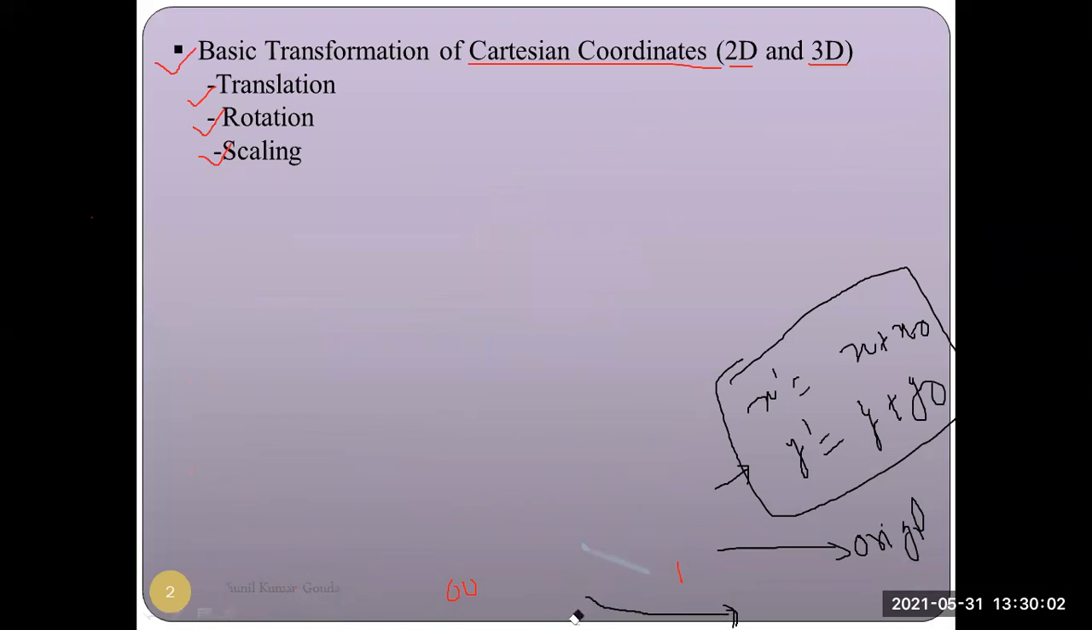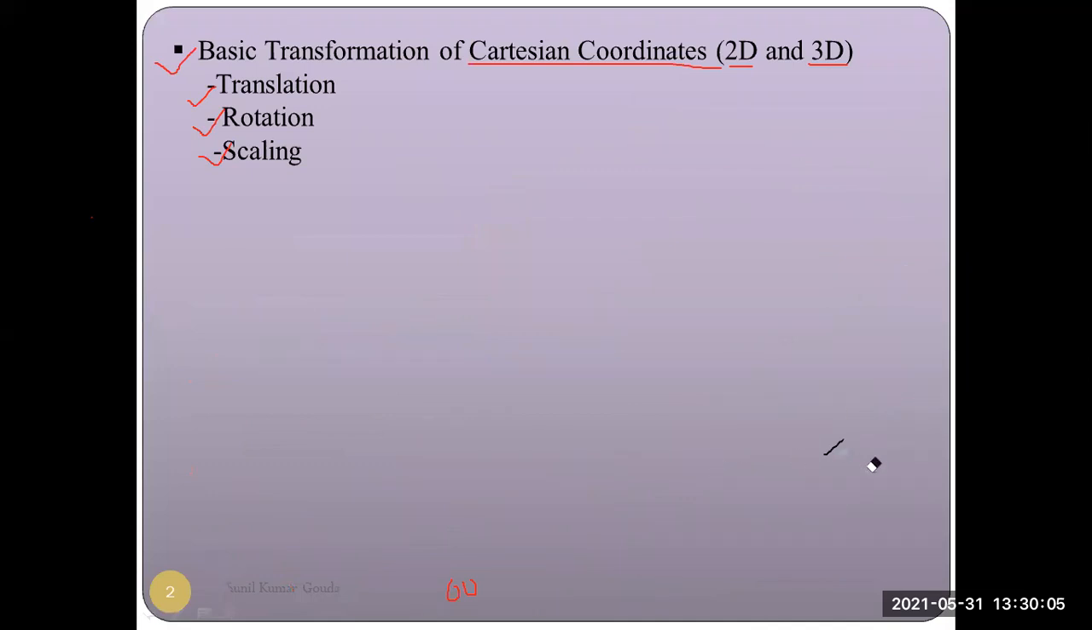So what is the second one? The second one is rotation. Now let me explain this example. Suppose this is my coordinate axis, this is the x-axis and this is the y-axis. Again I'm taking a point P. Suppose the coordinate of P is x and y. Now suppose this is the point P.